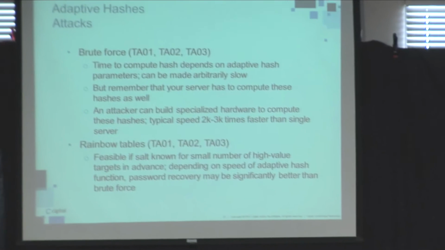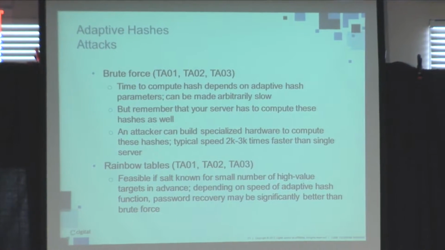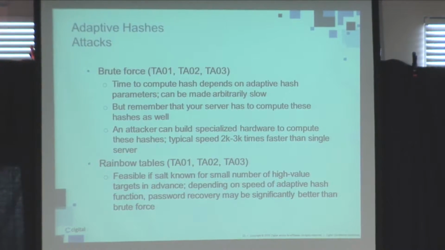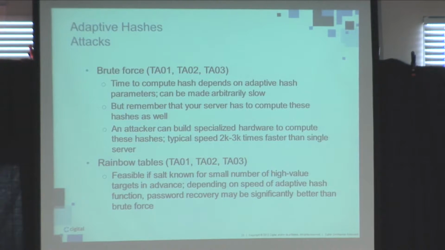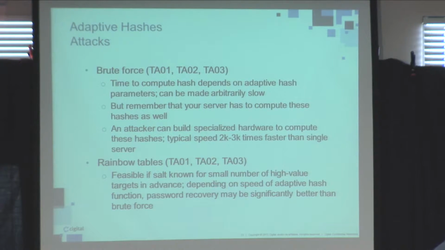So what does this do to our attacks? Brute force attacks. Well, we can make these as slow as we want. So if we want the time to compute a particular hash to be 1 second, 2 seconds, whatever, we can make it so by just changing the adaptive hash parameters. So we're slowing down the attacker. However, remember, every time you have to authenticate a user, you have to compute these hashes yourself. So you're creating load for your server.